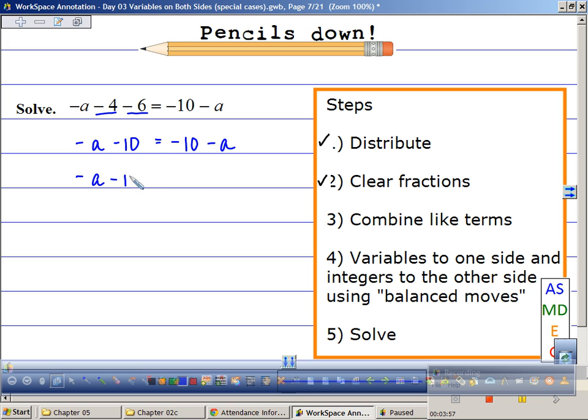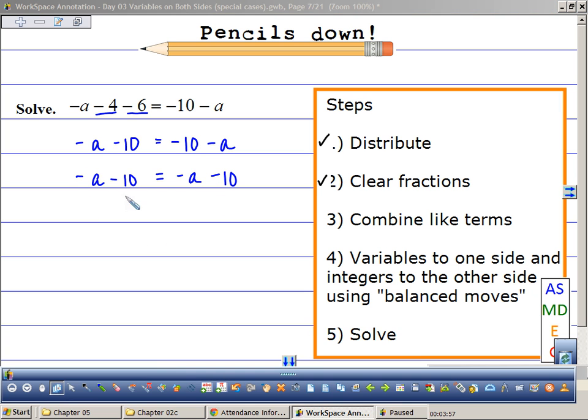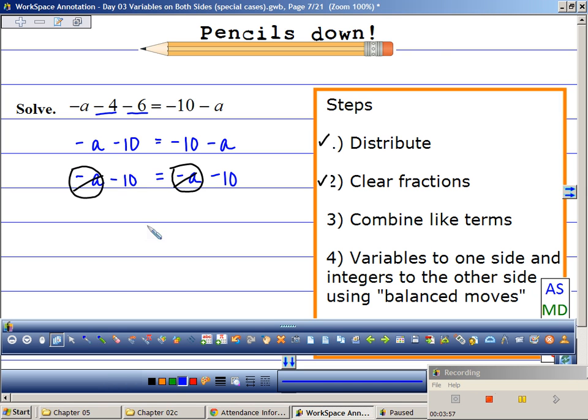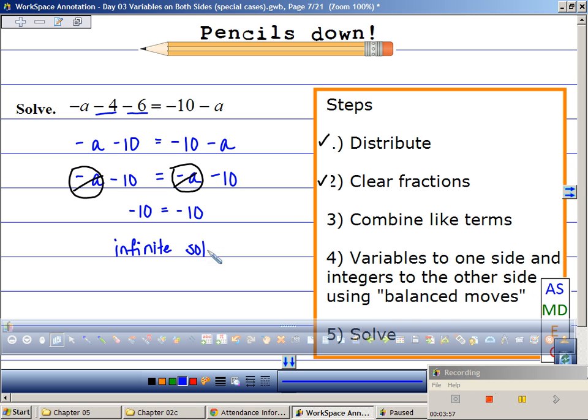I could reorder them. It's commutative property, right? I could add a to both sides. I could take a off of both sides. I could take 10 off of both sides. Still going to be equal, right? So ultimately, this is infinite solutions. Go ahead and write this down. Any questions on that? Pretty self-explanatory, right?